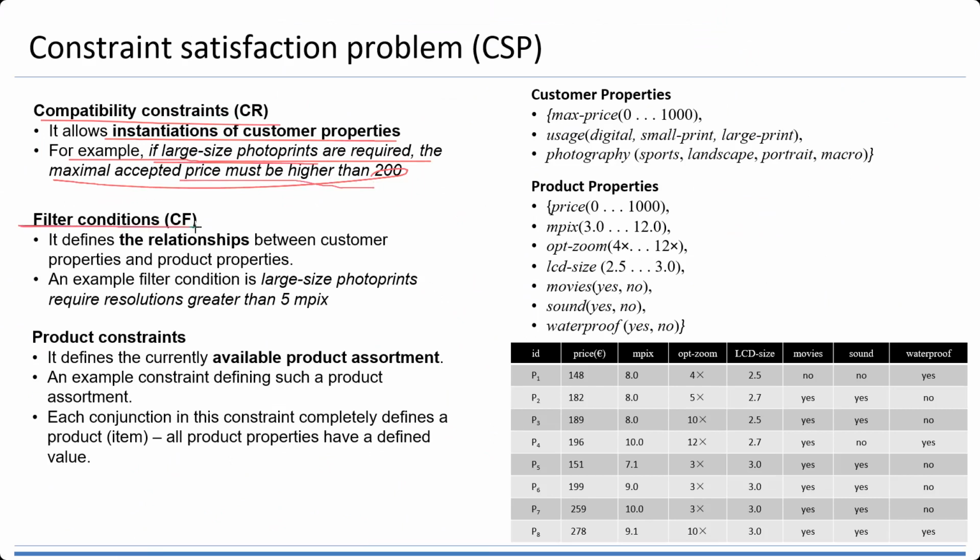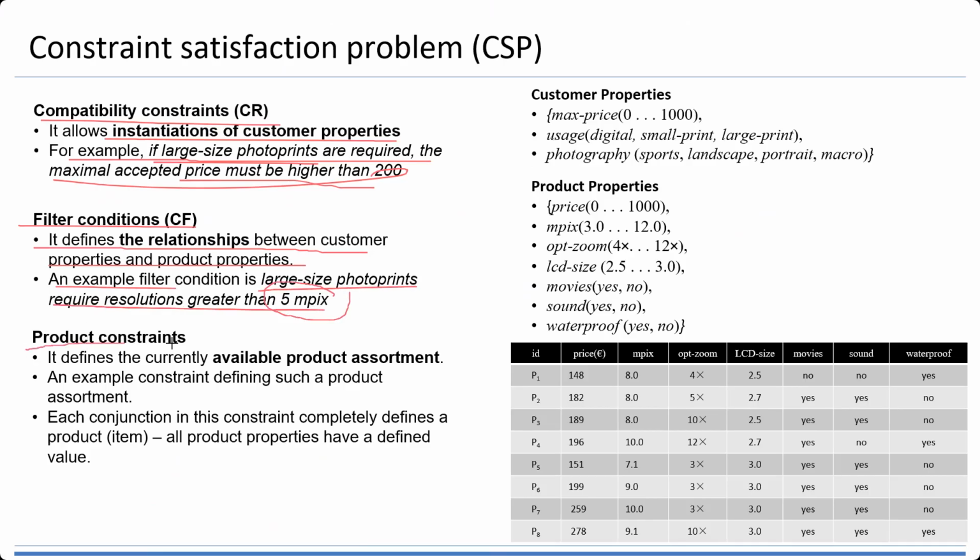We have another kind of condition. We call it filter conditions. The filter condition defines the relationship between customer properties and product properties. So we can make this kind of condition. Let's say if we want to have large size photo prints, then the required resolution is greater than 5 megapixel. If it is less than 5 megapixel, maybe the quality of the print is not good. So this kind of knowledge, you should have in the database.